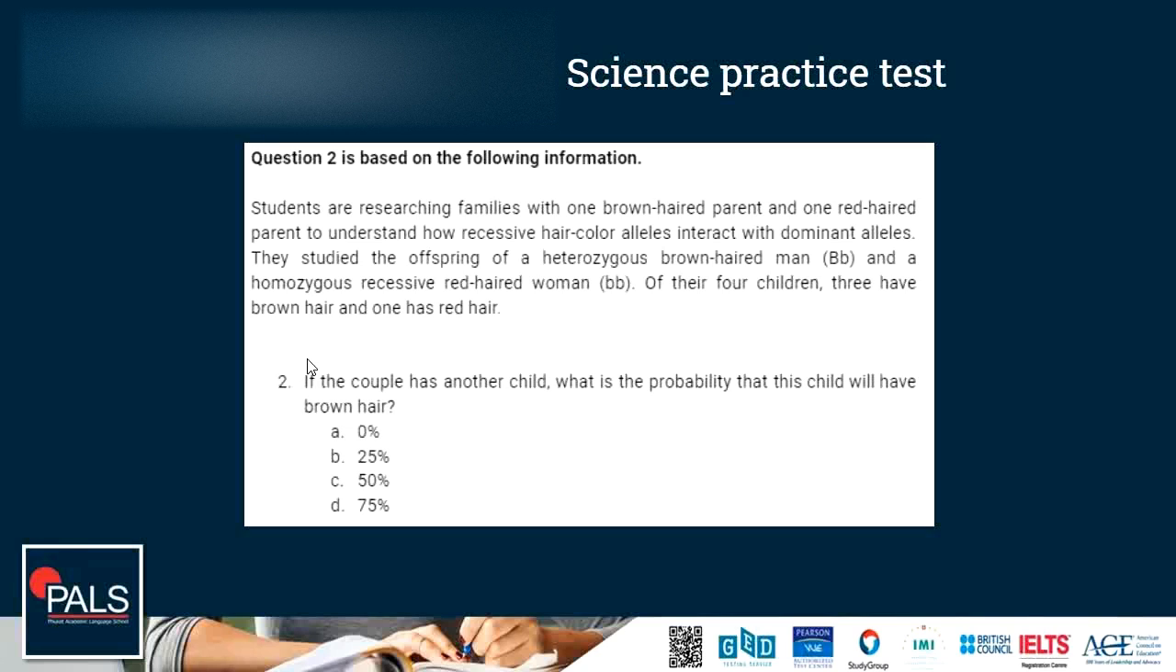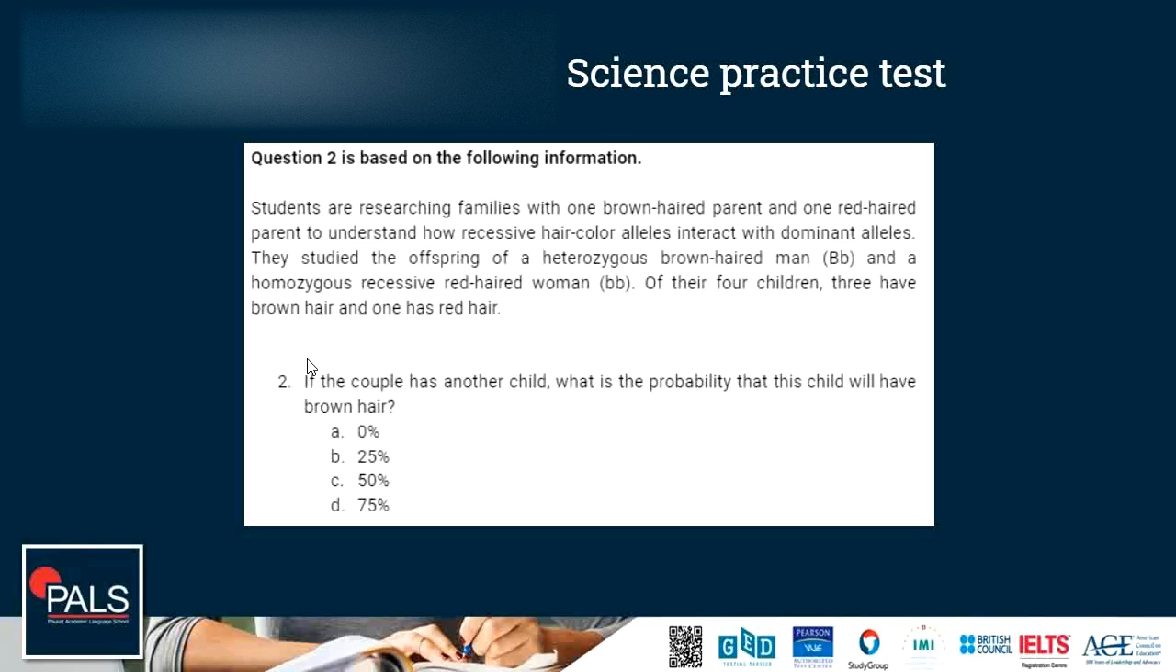Question 2 is based on the following information. Students are researching families with one brown-haired parent and one red-haired parent to understand how recessive hair color alleles interact with dominant alleles. They studied the offspring of a heterozygous brown-haired man, big B, small b, and a homozygous recessive red-haired woman, small b, small b. Of their 4 children, 3 have brown hair and 1 has red hair.